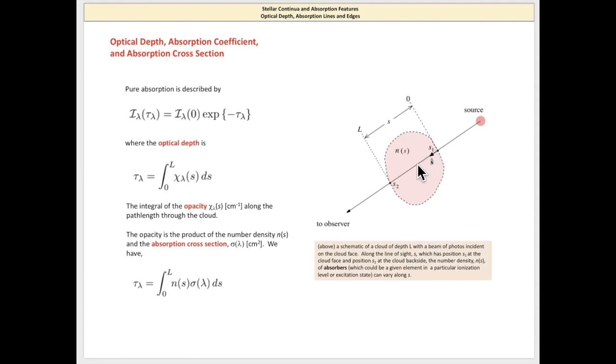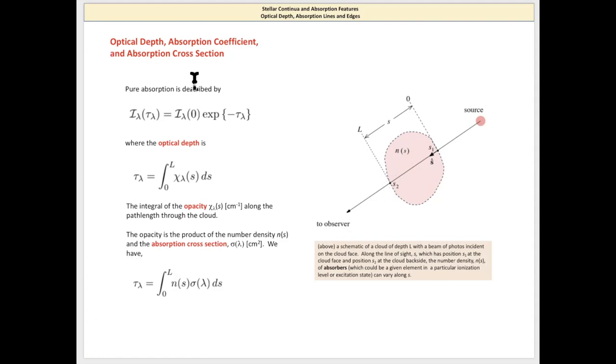They make their way through the gas cloud, and the gas cloud can have varying density along that line of sight. That's what N sub S means. The density as a function of S along the line of sight. And then the photons exit the cloud, and you observe the absorption line. And basically, the solution to what you will observe is given by this very simple equation.